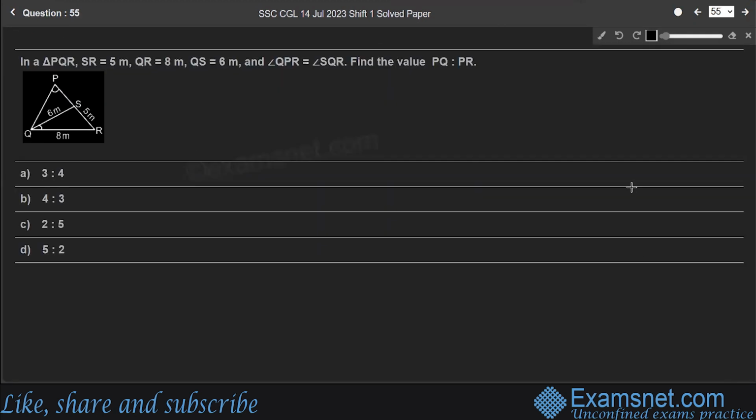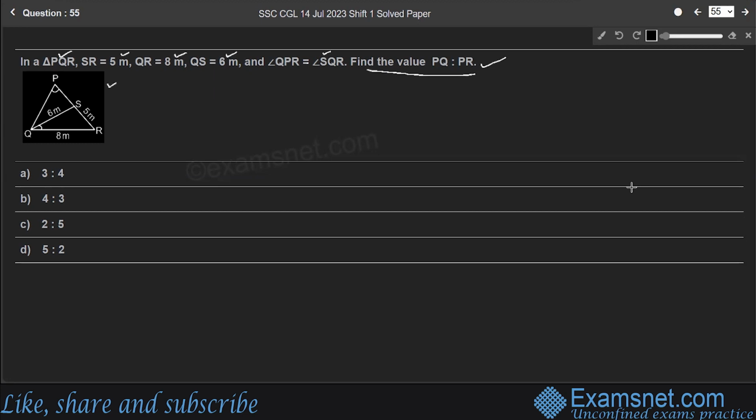Question 55. In a triangle PQR, SR is equal to 5 meter, QR is equal to 8 meter, and QS is equal to 6 meter, and angle QPR is equal to angle SQR. Then find the value of PQ is to PR, right? So before going to find the ratio PQ is to PR, we need to prove the similarity of the two triangles.